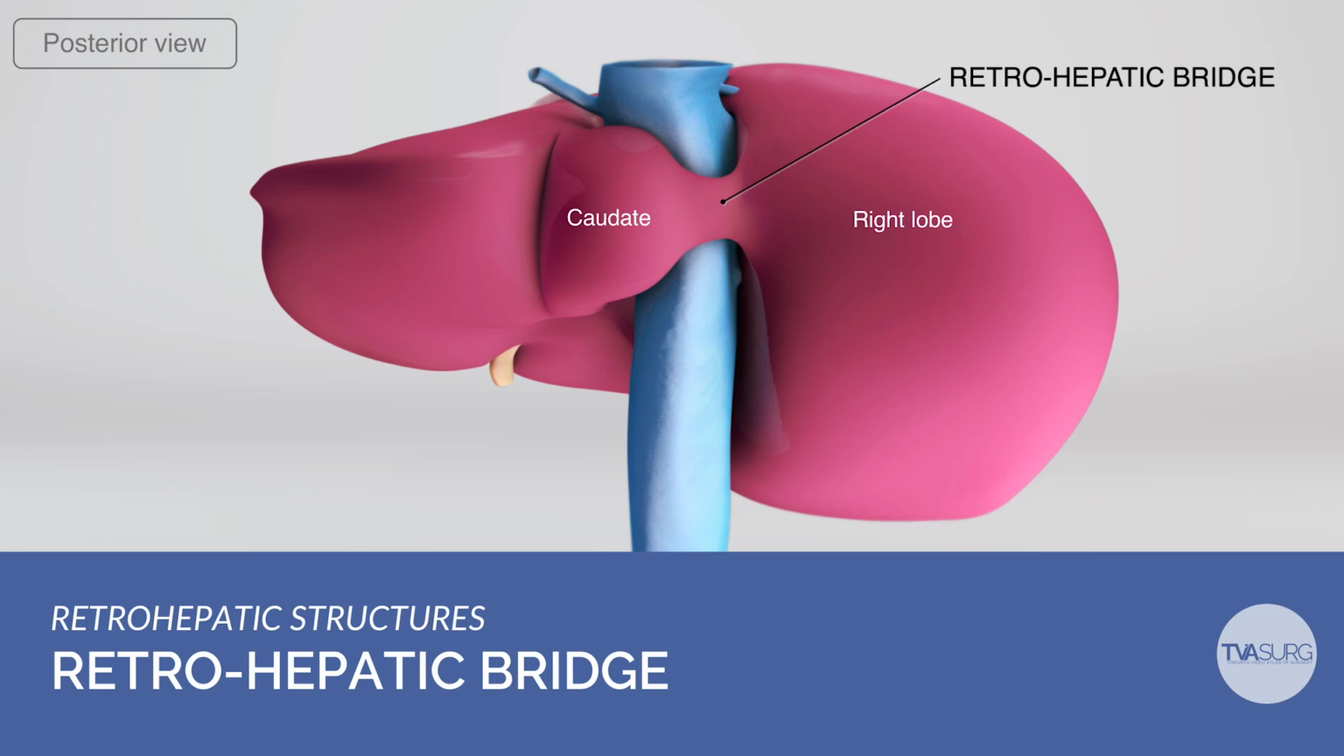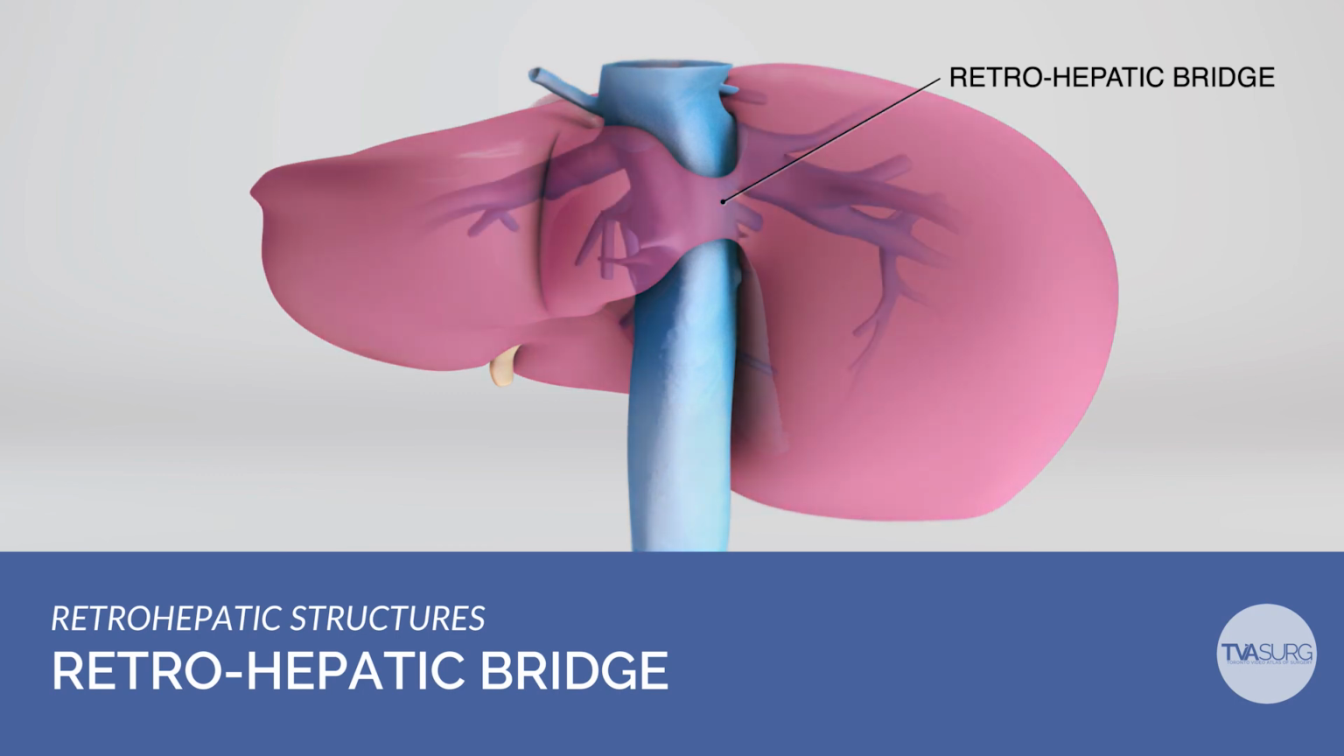As you can imagine, the bridge limits the exposure to the right hepatic vein and the right lobe, so it must be divided. The hepatic bridge is divided with care because the bridge may contain large vessels and liver parenchyma. Forceful dissection may also result in injury to the IVC since it's so close to the bridge.